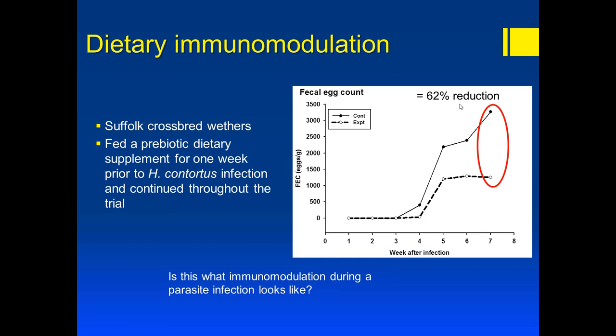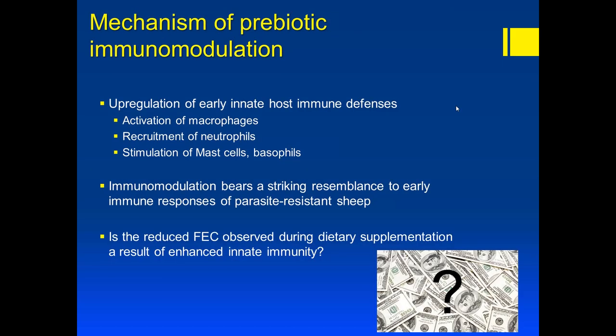So is this what immunomodulation looks like during a parasite infection? Boy, I just don't know. I think this is where we're heading in the future with all of this. But what we really have to do is understand the mechanism of prebiotic immunomodulation. What the research community thinks is going on here is that we have an upregulation of early innate host immune defenses. That's activation of those macrophage cells that we talked about earlier, recruitment of neutrophils, and stimulation of some of these other cells that really could have an effect on the host in resisting parasite infection.